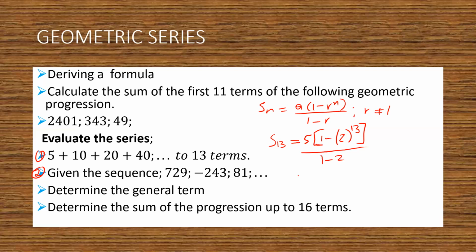And then I got 5 open bracket negative 8,191 close bracket divided by negative 1. So it's 5 open brackets negative 8,191 divided by negative 1, close bracket, and then the answer is 40,955. Any questions with respect to that? No. Please do number 2 quickly.